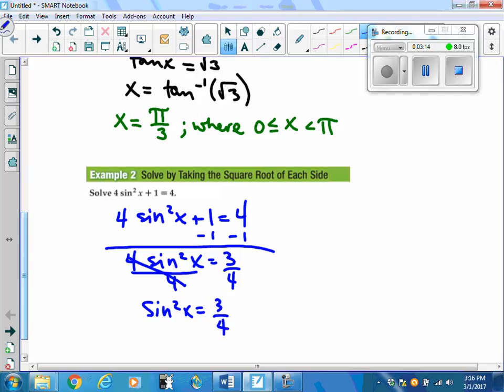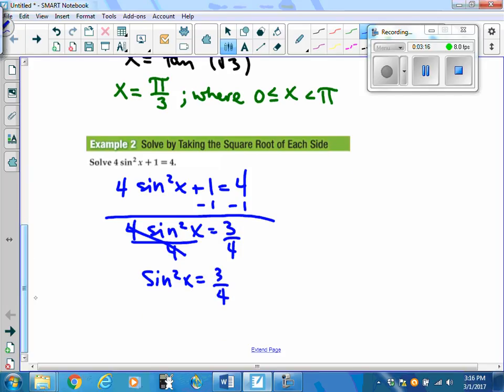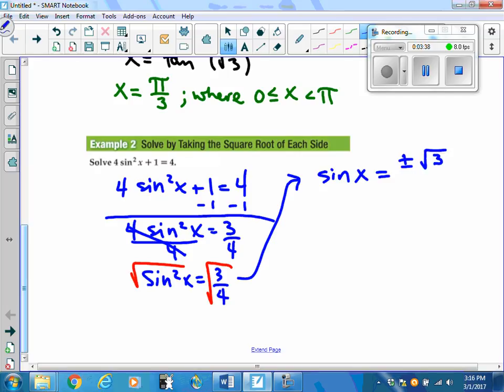And this is where the square root part comes into play. I'm going to take the square root of both sides. And that gives me sine x equals, and I'm taking the square root, so that's going to give me a plus or minus. And when you have the square root of a fraction, you do the square root of the numerator and also the denominator. So 3 would stay under the radical, but the square root of 4 is 2.